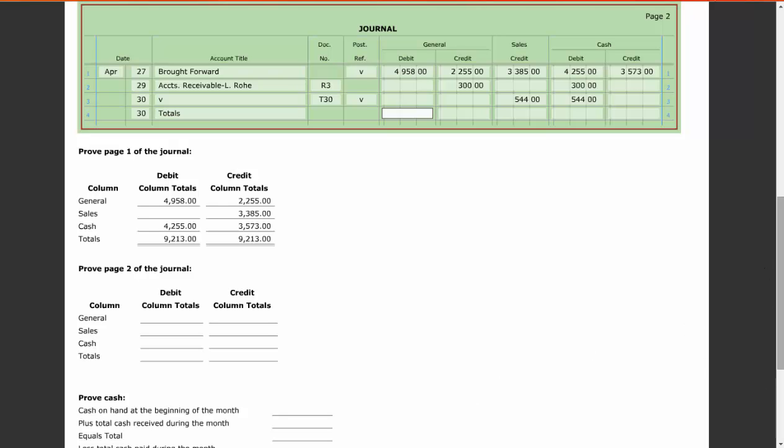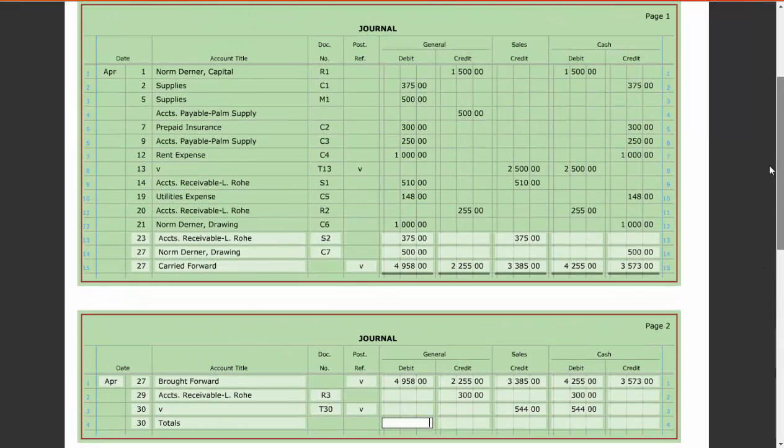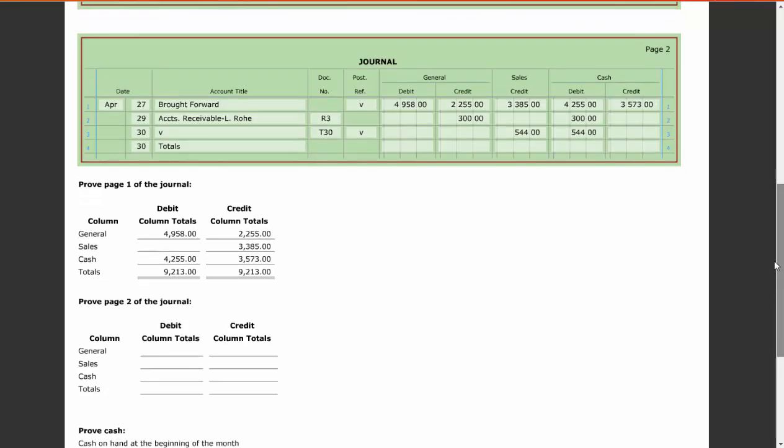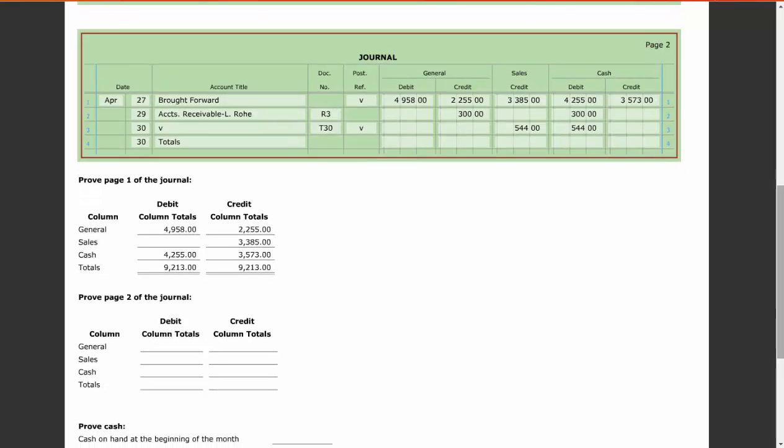Add. Now, please notice, you are not going to add page 1 and page 2. You are only going to add page 2. And you are going to add lines 1, 2, and 3. So general debit, you should be able to do without a calculator. It should be 4,958. Make sense?